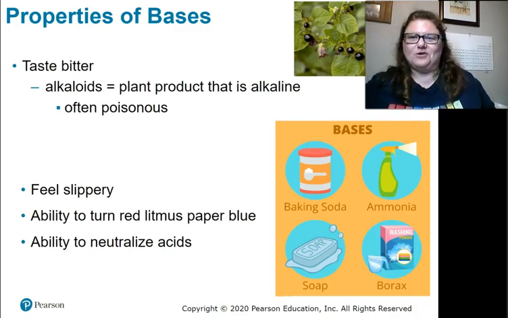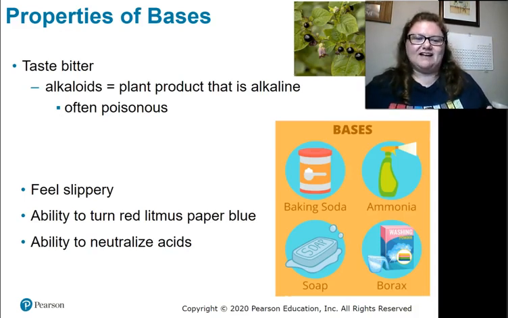So you've seen this word before. Bases typically have a slippery feel to them. When we were working with NaOH in the lab a couple of times so far this year, if you've gotten any on your skin, you may have noticed it felt really slippery. That's because NaOH is a base.